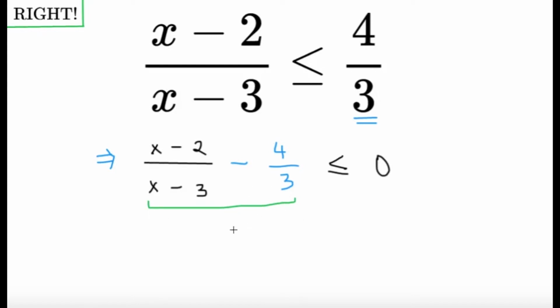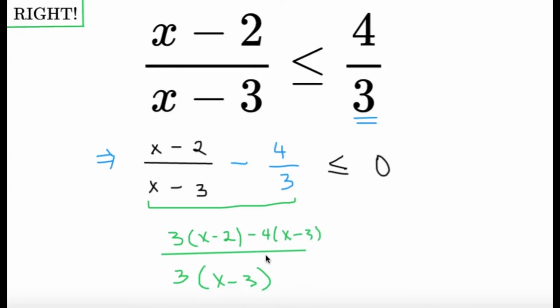Writing this in terms of one fraction, the LCM of the denominators is going to be 3 times (x - 3). The first term, x - 2, becomes 3 times (x - 2), and then we have a minus 4 times (x - 3). That's how we write it in terms of one fraction. And then the sign is still less than or equal to 0.